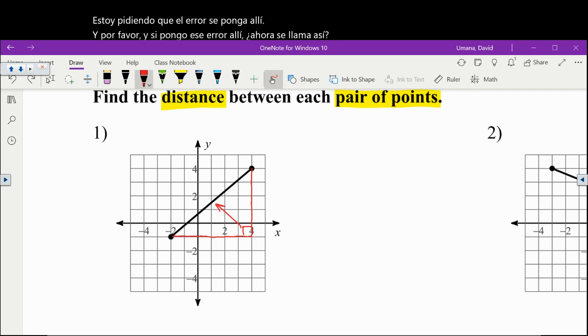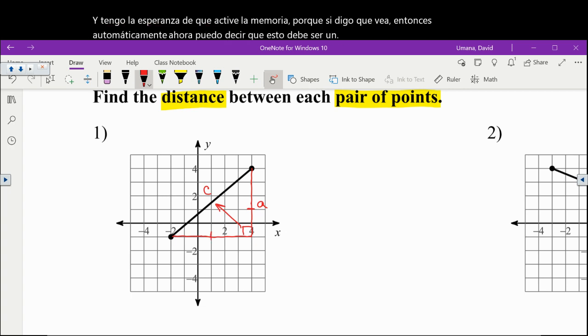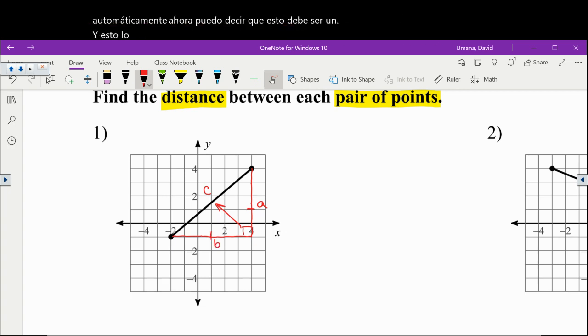So that is now C. And I'm hoping that it triggers memory, because if I say that's C, then I can automatically say this must be A, and this I can conveniently call B. And then the next step is simple. How tall is A?